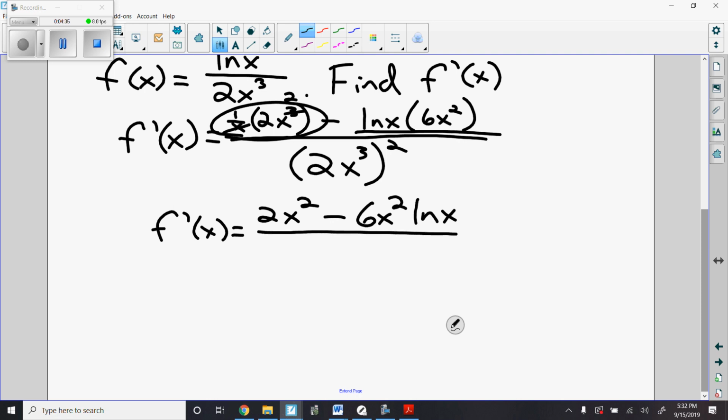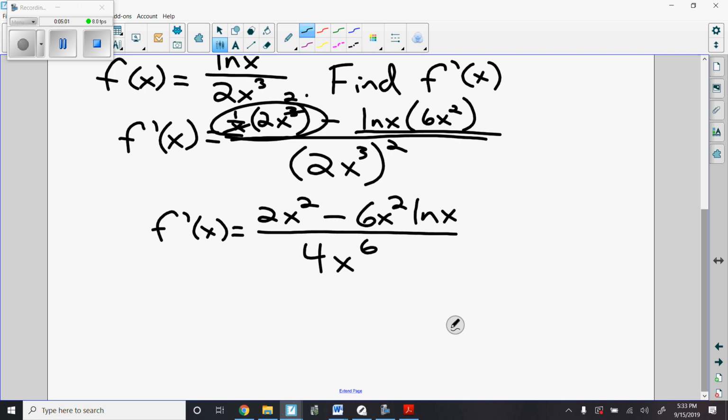The bottom then, 2x cubed squared. That literally means 2x cubed times 2x cubed. So I'm going to square that 2 and get 4. And I know a power to a power, I multiply those exponents. So this means 4x to the 6th. And what I'm looking for now is more simplifications that I can make.